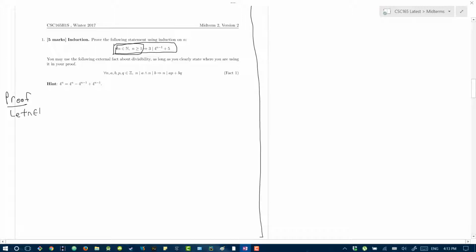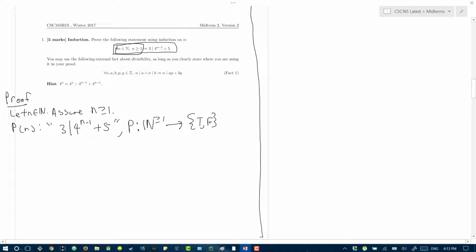Okay, let n be an arbitrary natural number, and assume that n is larger than or equal to 1. And then we define our predicate: 3 divides 4^(n-1) + 5. And then we're going to want to define what this exactly is. So this is a predicate that takes a natural number larger than or equal to 1, and you get returned a boolean.